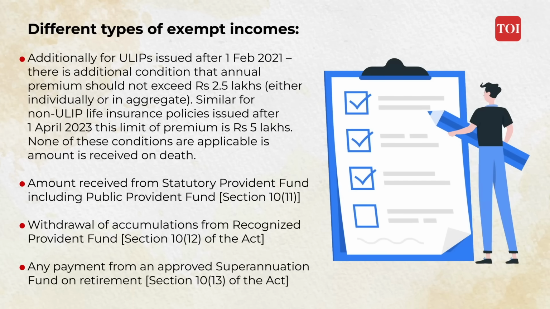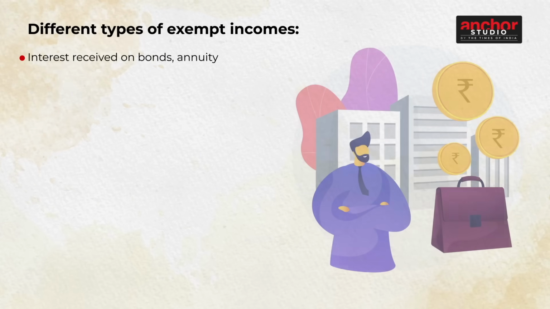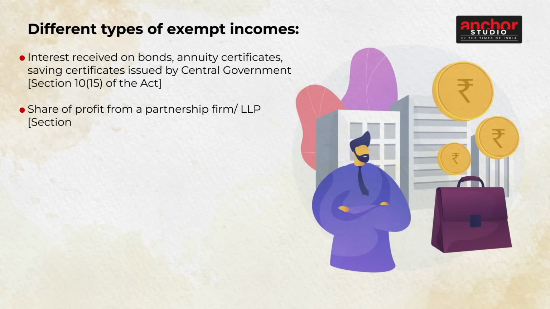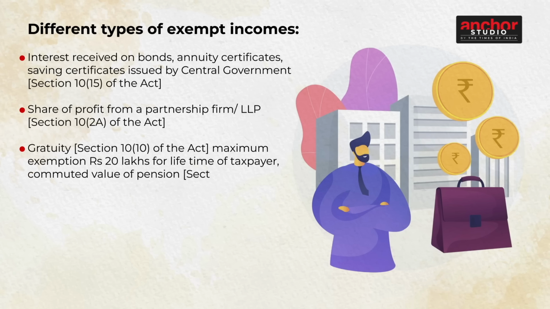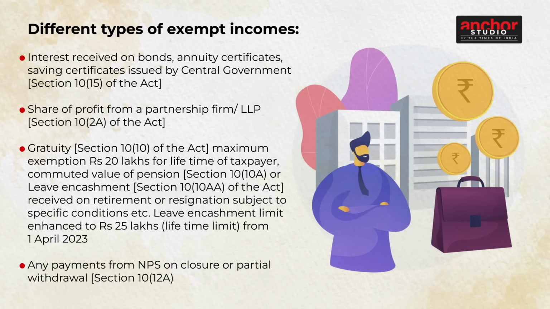Then, of course, for your retirement benefits, anything that you withdraw from a public provident fund or a provident fund that you have, subject to specified conditions, or you may have had a superannuation fund on retirement, those amounts withdrawn in general, subject to specific conditions being fulfilled, are generally exempt under Section 10, which is the common section for exempt incomes. Then you have certain notified bonds, and interest that you receive on them is exempt under 10(15) of the Act. For those individuals who happen to be partners in partnership firms or LLPs, a share of profit generally is exempt from taxation.